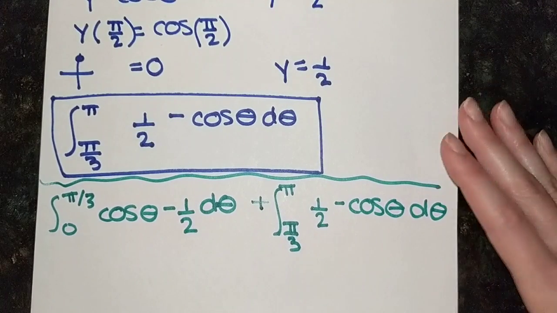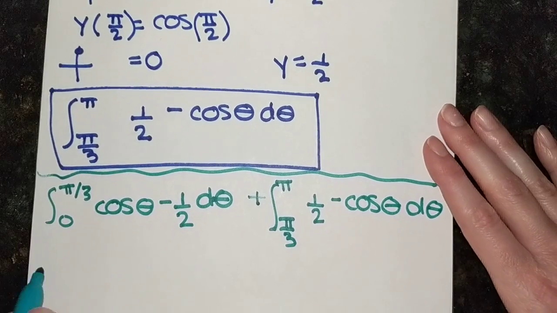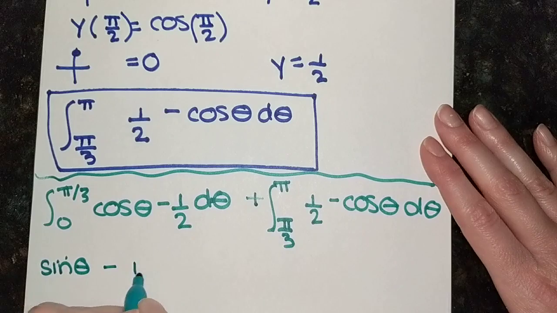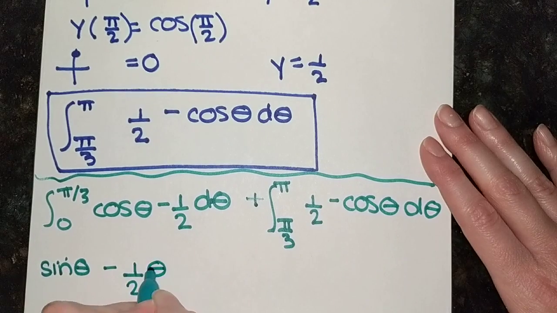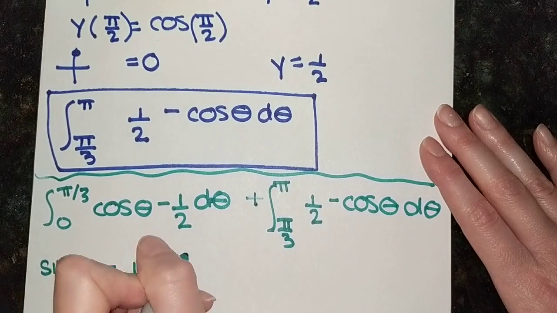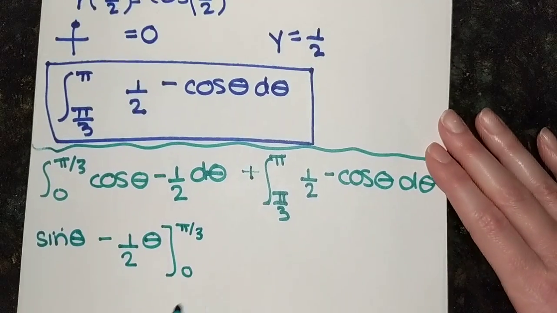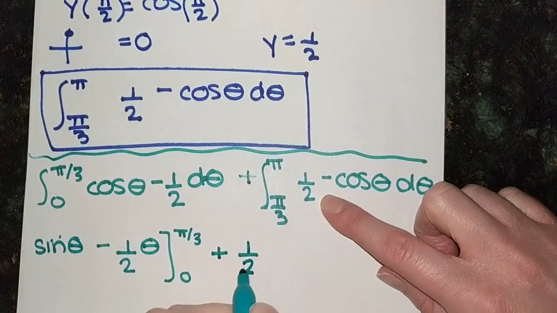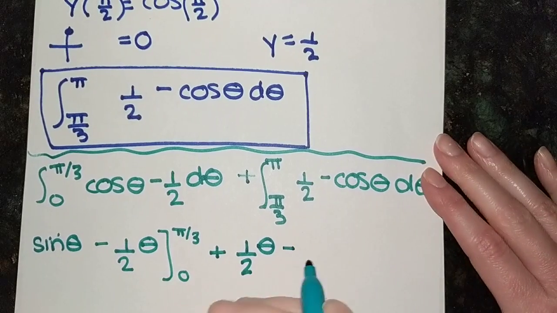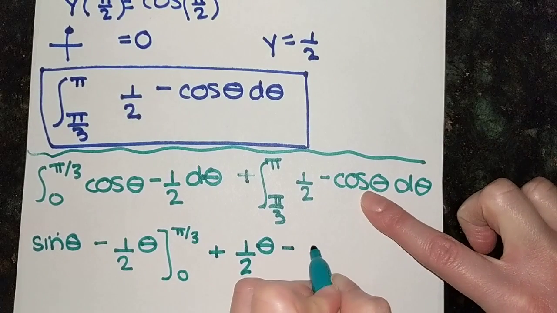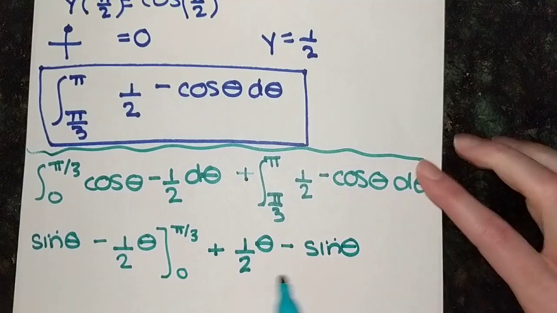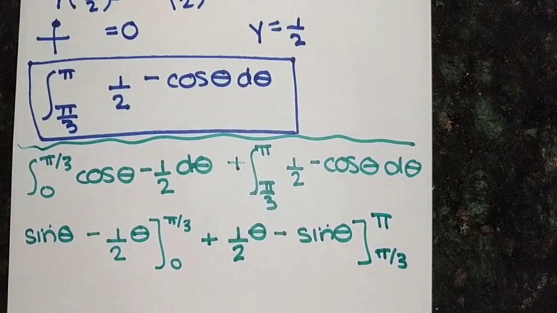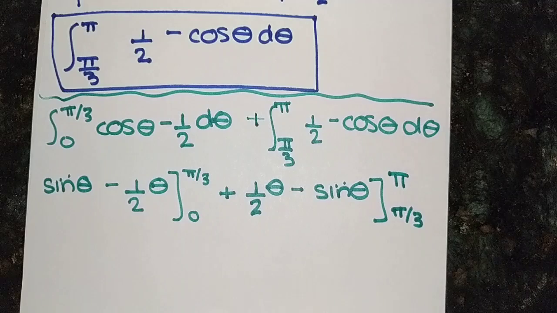So when you look again, like the first one, your cosine theta is going to go to a sine theta, and then minus the 1/2 goes to 1/2 theta. And then the bound from 0 to pi over 3. You'll then add that to this integral where the 1/2 goes to 1/2 theta, and then minus the cosine theta goes to a positive sine theta, and then the pi over 3 to pi. Okay, now you can evaluate them individually.